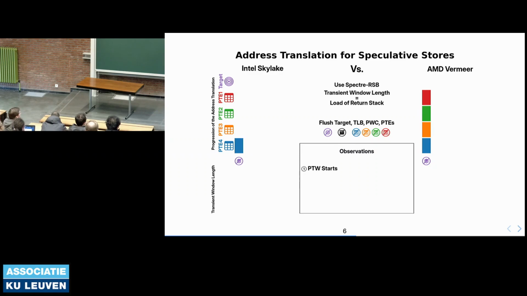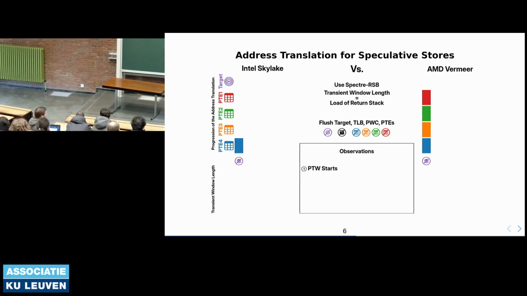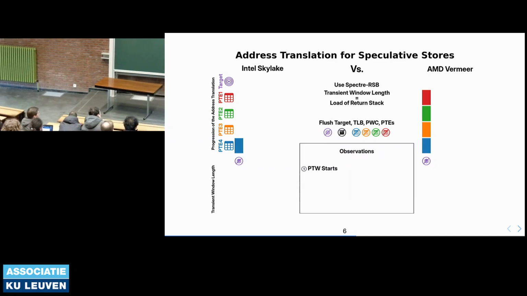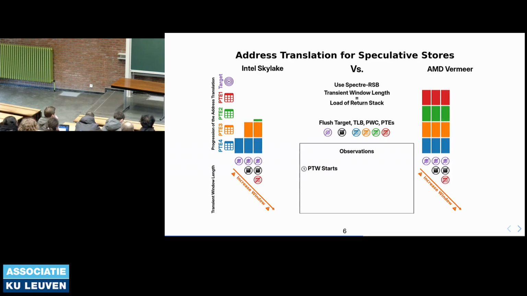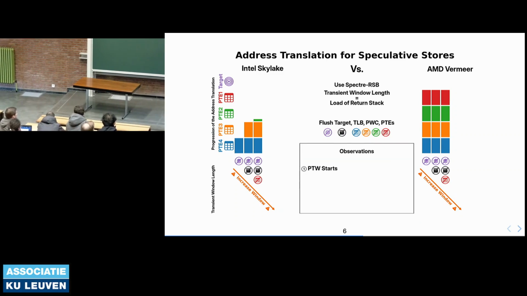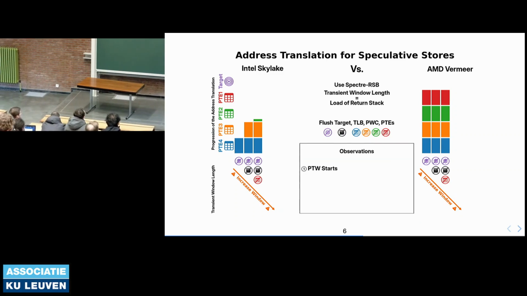And now let's dig a bit deeper. Let's actually start changing the transient window by simply flushing address translations and invalidating, or flushing, the PTEs from the cache. We can now extend the length of the transient window, because address translation, of course, also affects how long it takes to load the return stack. Let's start just increasing the transient window. What we observe on AMD Vermeer is that not a lot starts happening, but on Intel Skylake, more and more page table entries are starting to get cached.